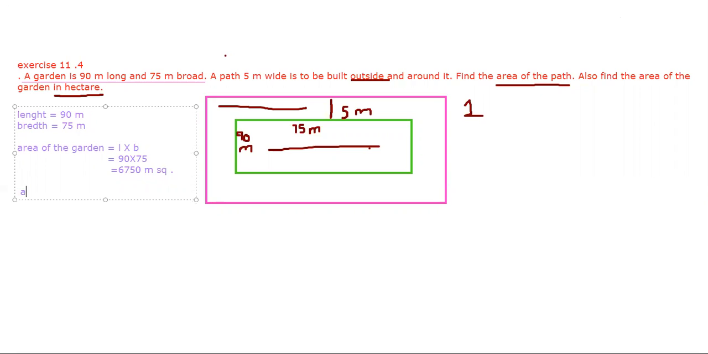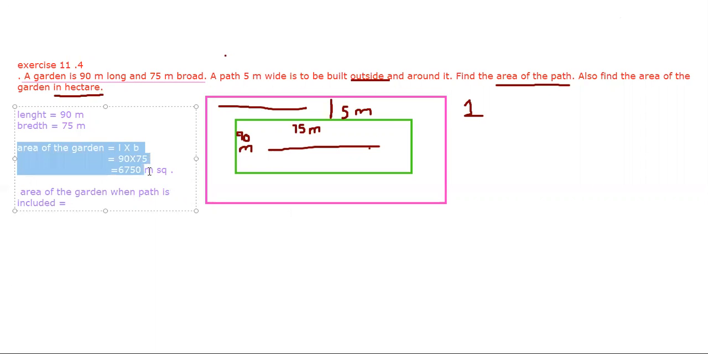Now we have to find the area of the garden when the path is included. So suppose you have 10 chocolates. Let us imagine 10 as the area of the garden, where you just replace the 10 chocolates with the 6750 meter square.